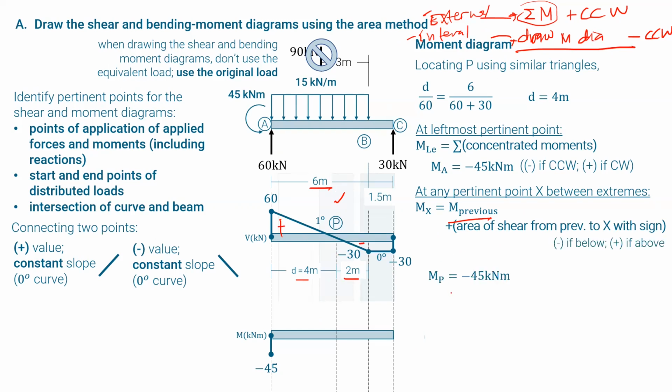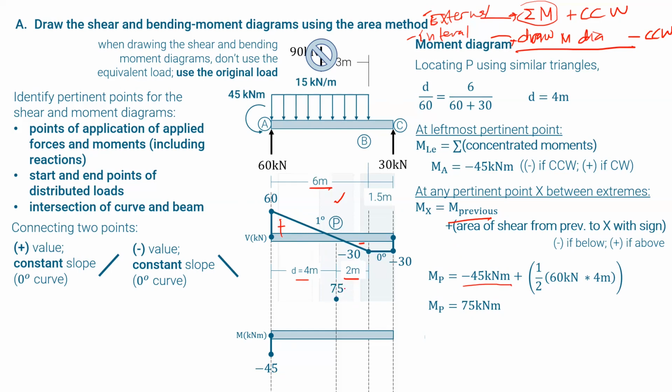Yan. So, for negative 45, ang kailangan mong area is yung area ng triangle from A to P. A to P. So, that's 1/2, 60 times 4. Tapos, again, it should be positive kasi pataas. Nasa taas ng beam yung curve. So, from there, makukuha mo is 75. So, ibig sabihin, from negative 45, aangat siya to 75.